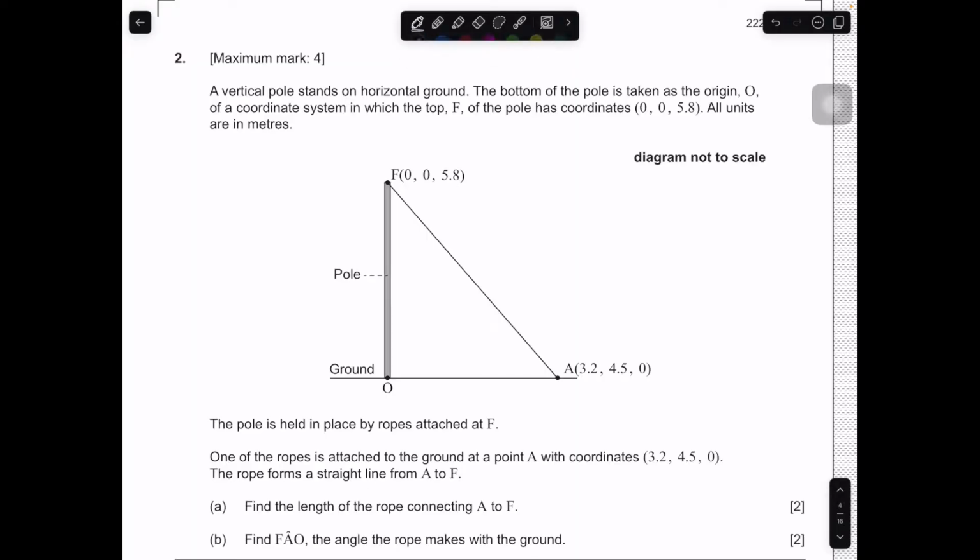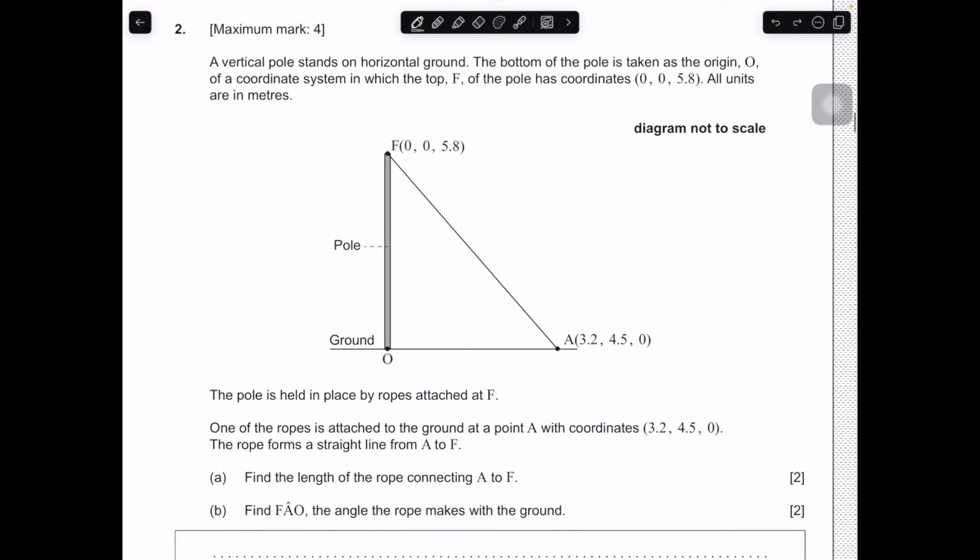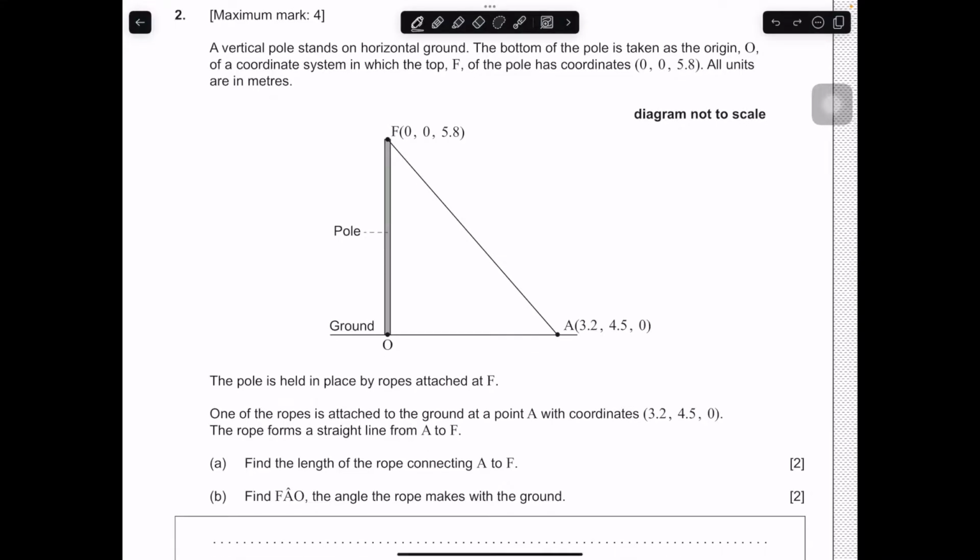Okay. 4-mark question. Let's have a look. A vertical pole stands on horizontal ground. The bottom of the pole is taken as the origin O of a coordinate system in which the top F of the pole has coordinates 0, 0, 5.8. All units are in meters. The pole is held in place by ropes attached at F, so F is the tip of this pole. One of the ropes is attached to the ground at point A with coordinates 3.2, 4.5, and 0. The rope forms a straight line from A to F, so from A to F right here.